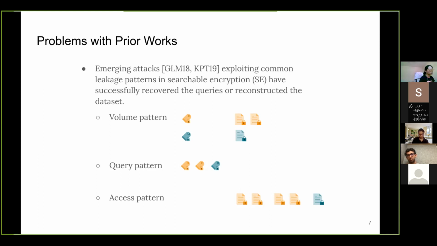Initially, people were okay with such leakage as it provides fast SE solutions. But in recent years, attacks have emerged exploiting those patterns. So here I included the graphs on the statistical learning of the common leakage, and also KPT-19, which exploits the KNN patterns and reconstructed the database.